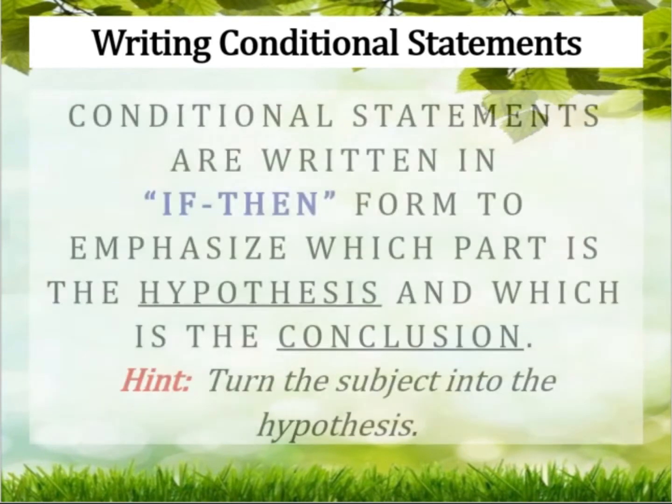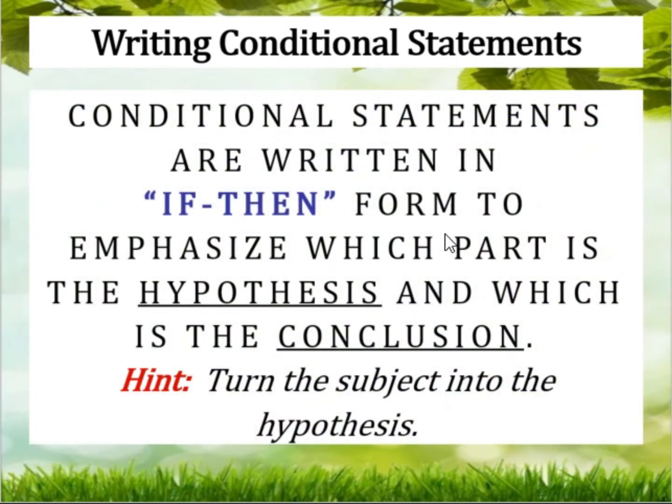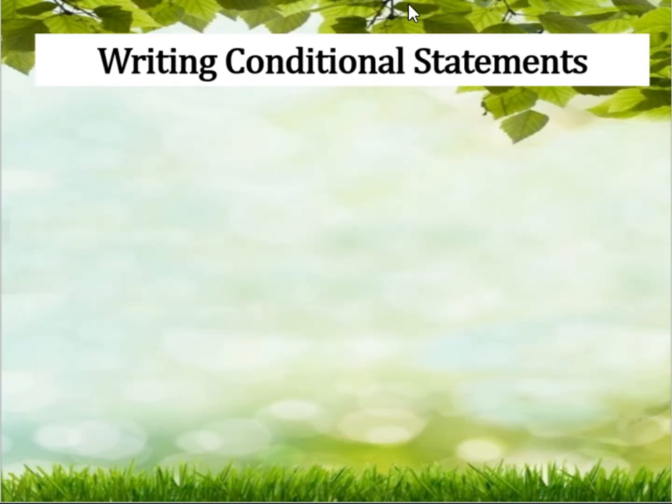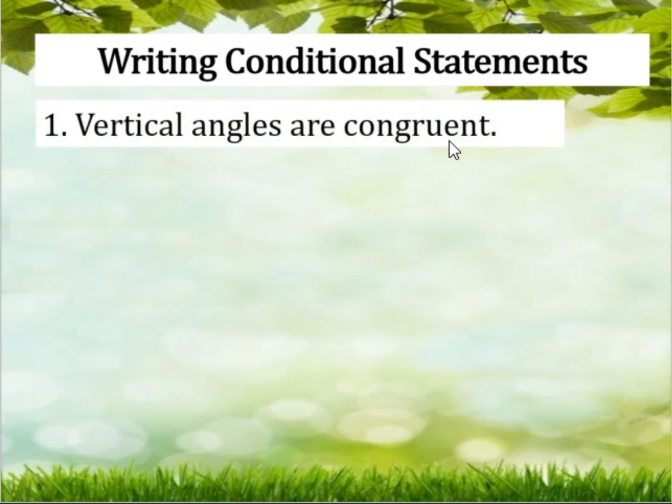Conditional statements are written in the if-then form to emphasize which part is the hypothesis and which part is the conclusion. The hint is to turn the subject into the hypothesis. Let us now try to write conditional statements. Number 1, vertical angles are congruent.